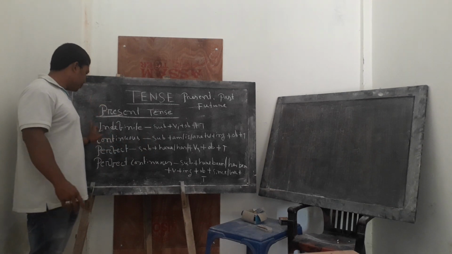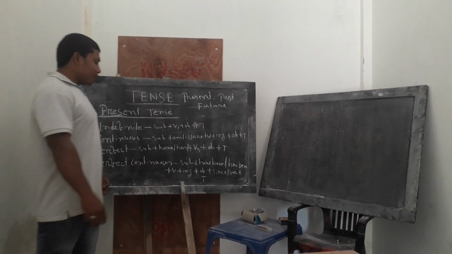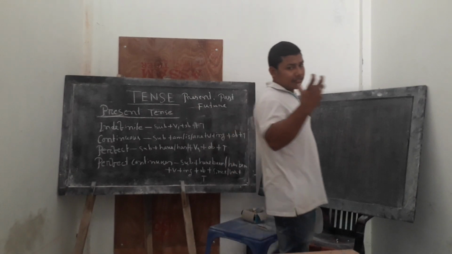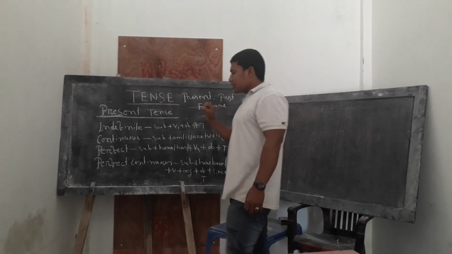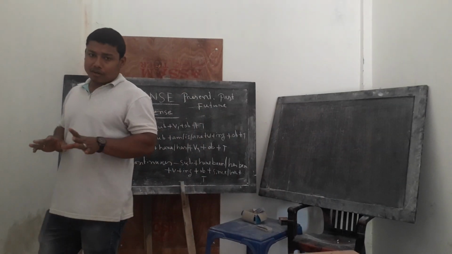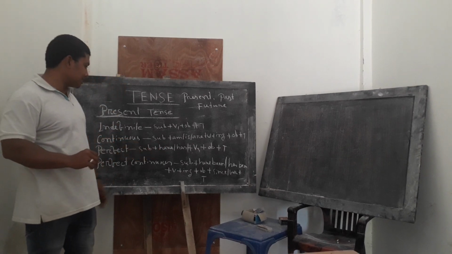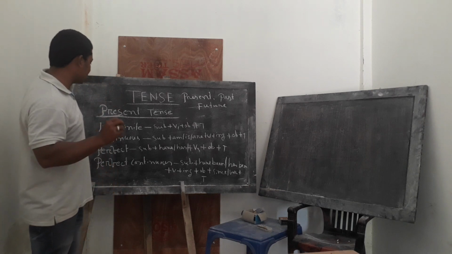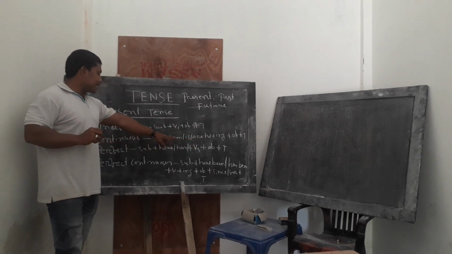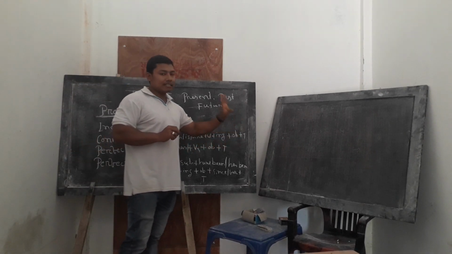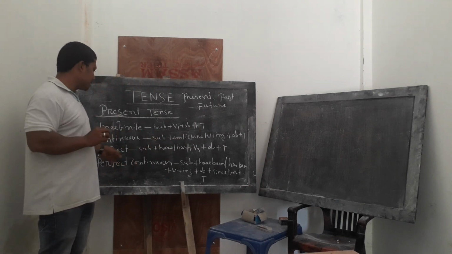Next, I am going to start the concept of continuous tense, meaning present continuous tense. First of all, we have to state the condition or definition: in which circumstance we use present continuous tense. Regarding definition, we can say anything which is going on or running on, in that case we have to use the present continuous tense. And before writing any sentence of present continuous tense, we must follow this formula: subject plus am, is, are plus verb plus ing plus object plus time. This is the basic formula for present continuous tense.